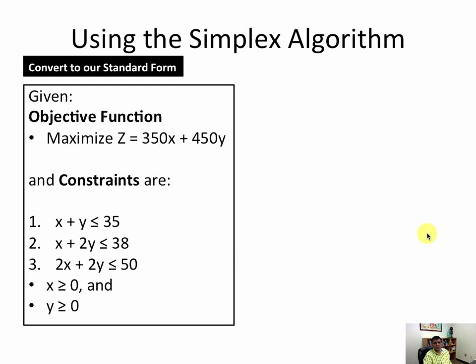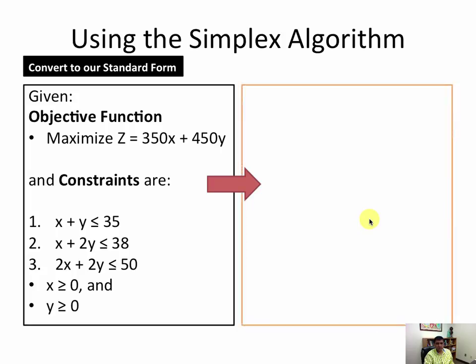So converting it to our standard form, we are given that the objective function is maximize z is equal to 350x plus 450y, and constraints are x plus y is less than or equal to 35, x plus 2y is less than or equal to 38, 2x plus 2y is less than or equal to 50.